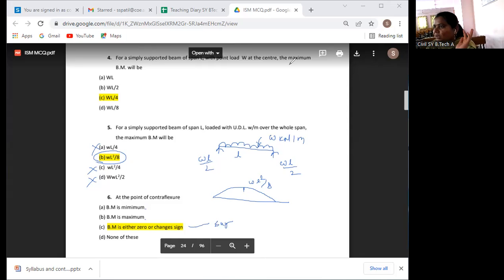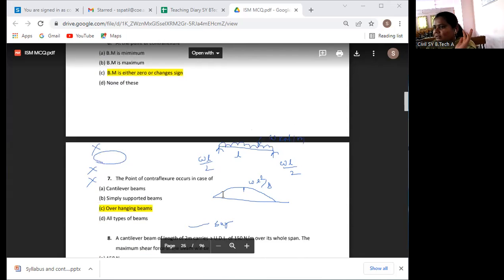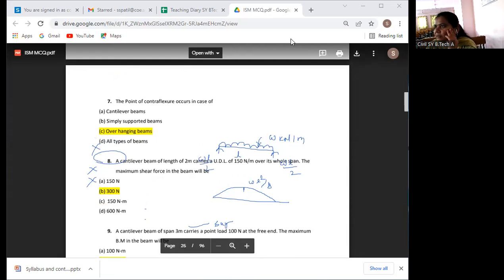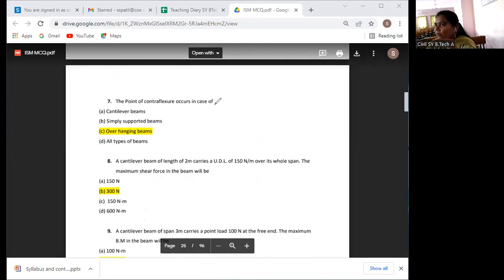Okay, we will solve the next MCQ. First I will clear all drawings. Next, the point of contraflexure occurs in a cantilever beam, simply supported beam, overhanging beam, or all types of beam. Please remember, the point of contraflexure occurs only in an overhanging beam.